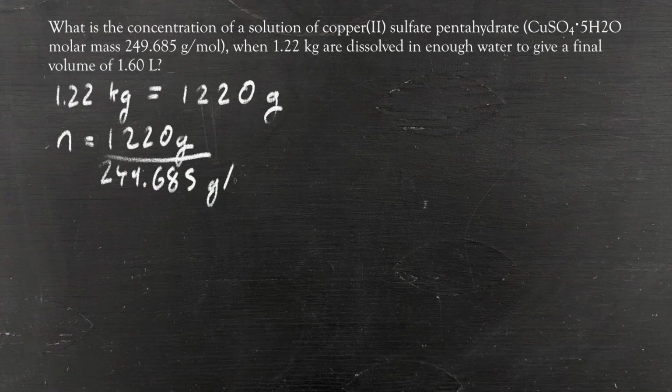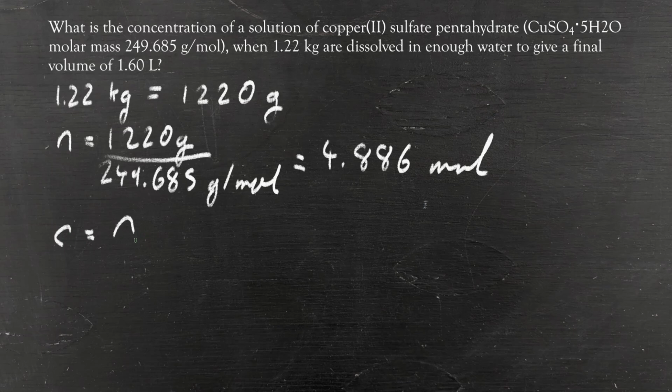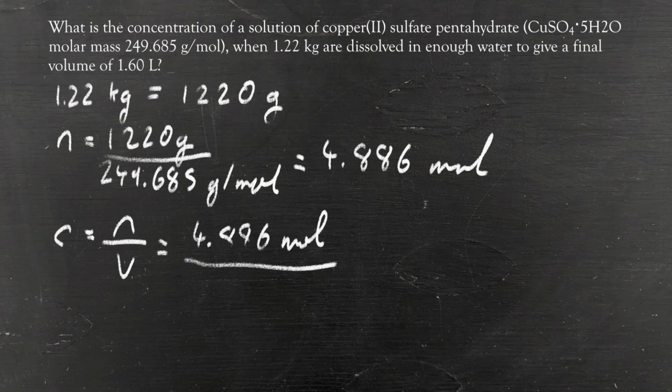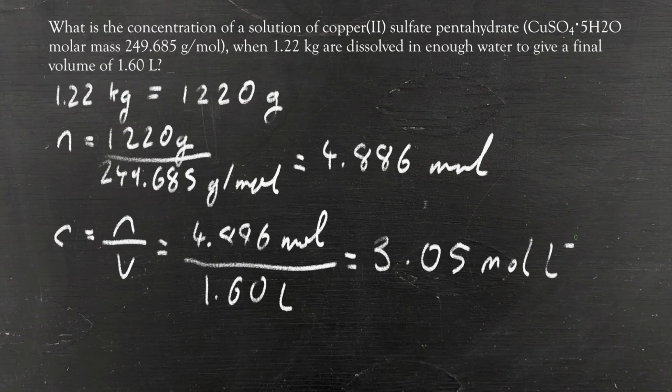249.685 grams per mole, which equals 4.886 moles. Now we find the concentration by taking the number of moles and dividing by the volume. So 4.886 moles divided by 1.60 liters gives a final concentration of 3.05 moles per liter.